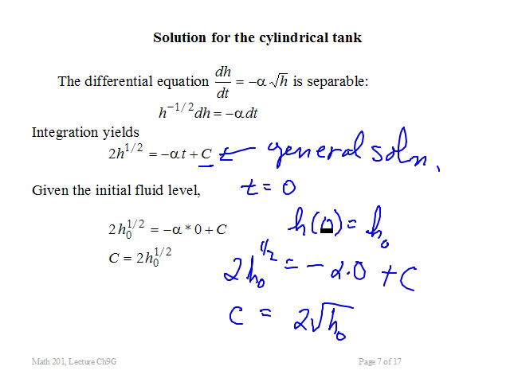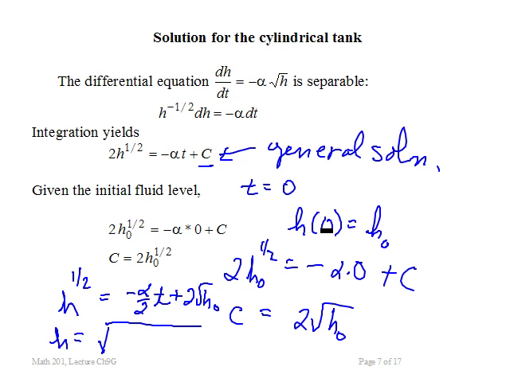Put the 2 on the other side. So we have h to the 1/2 equals minus alpha over 2 times t, and here we have plus 2 times the square root of h naught. Right? Now I can square both sides, and I get h equals, I could go 2 times h naught to the 1/2 minus alpha. Oops, forgot the 2 here. There was a 2 over here too, canceled out. Times t. There's my solution, and I'll show it to you again on the other side.